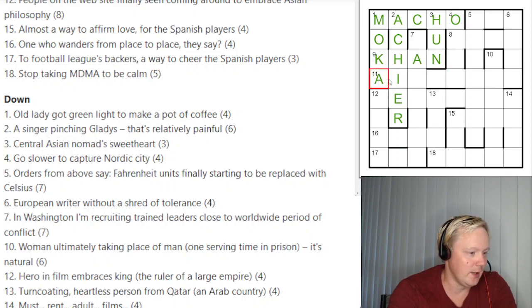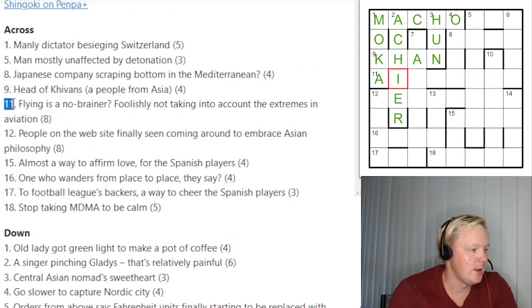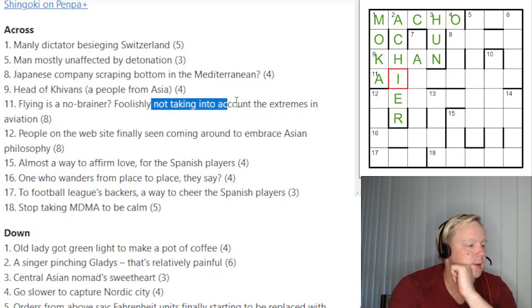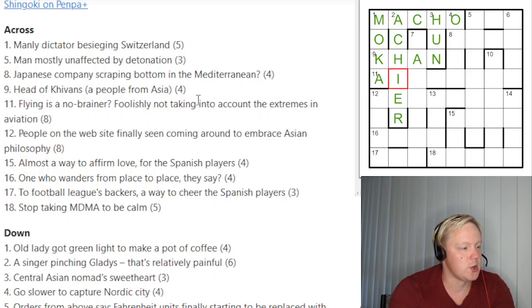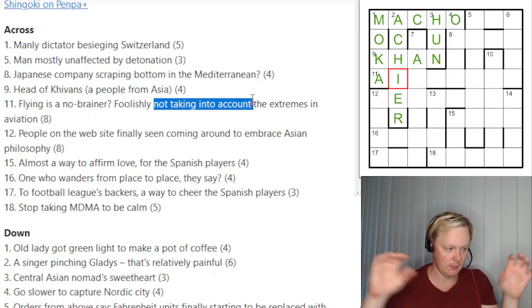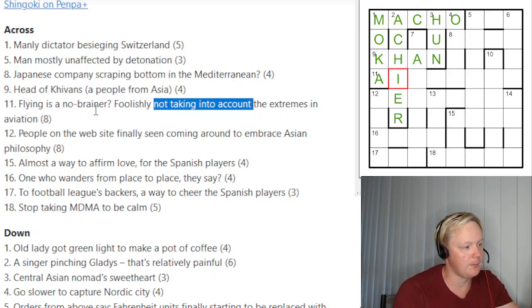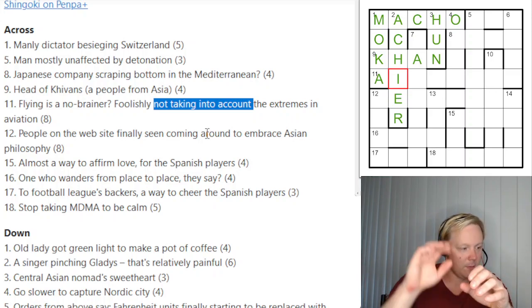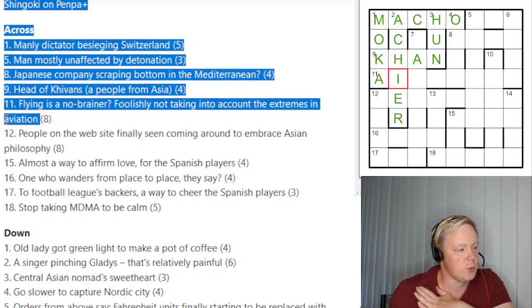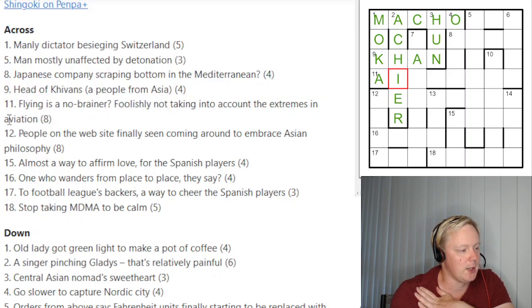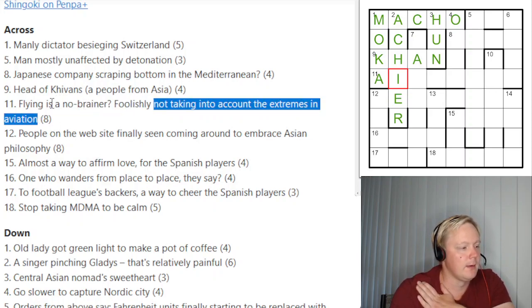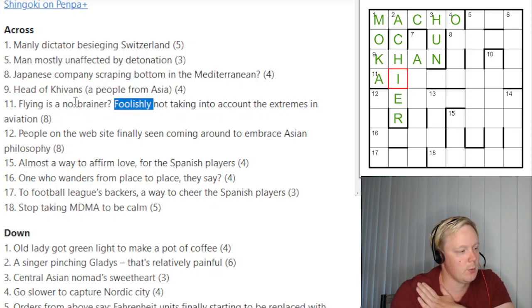Let's look at this 11 starting with AI. 11 across. Flying is a no-brainer. Foolishly not taking into account the extremes in aviation. Well, this is a pretty long stretch of words that can be an indicator. You're not taking into account something, so you have whatever this previous part gives you, and then you're not taking into account something. You're dropping something out of it. And the extremes in aviation can mean these extreme letters, the first and the last letter in aviation. So if you remove A and N from a no-brainer foolishly, well, a no-brainer has A and N, right? So you would have O-brainer foolishly.